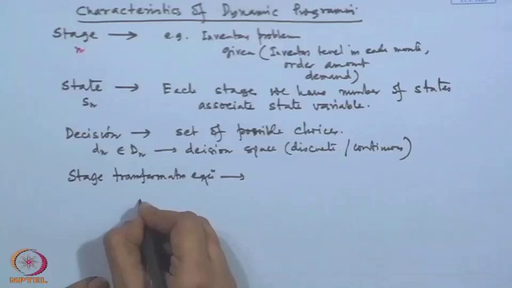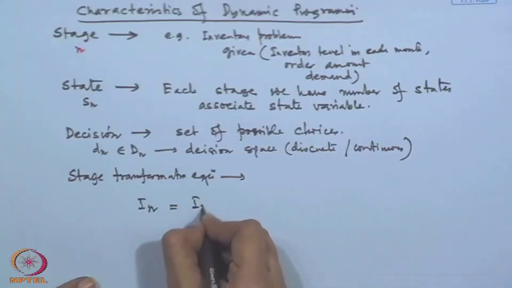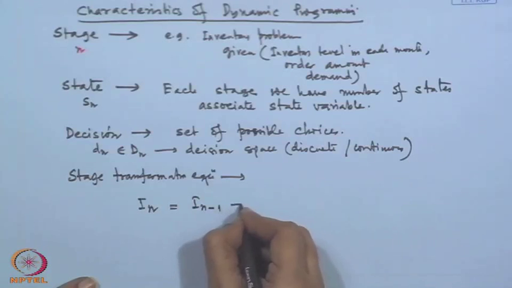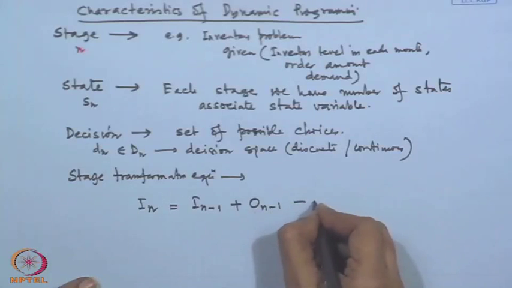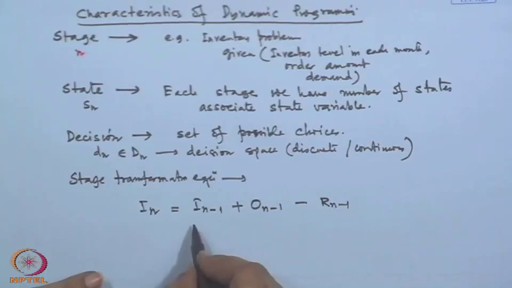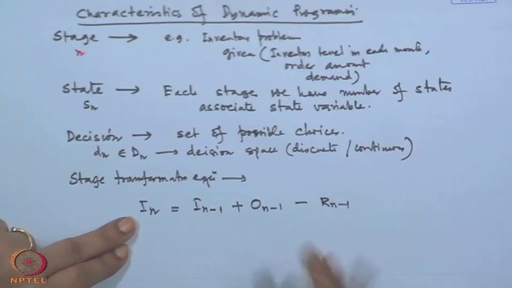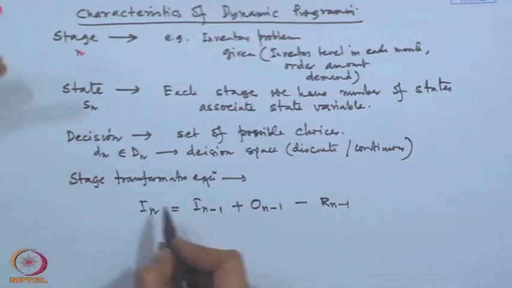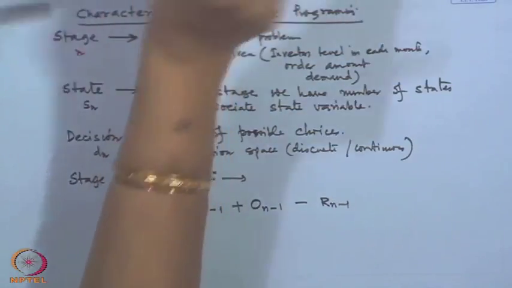For example, as I have taken the inventory problem, if I consider the inventory level at nth stage, this is very much dependent on the inventory level of the previous state plus ordered in the previous month minus demand, that is the consumption in the previous month, if I consider it as R. If this is so, this is the stage transformation equation for the inventory problem, all right, because as you could see, In is a function of In minus 1, that is the beauty of it. Now, this is the next part.